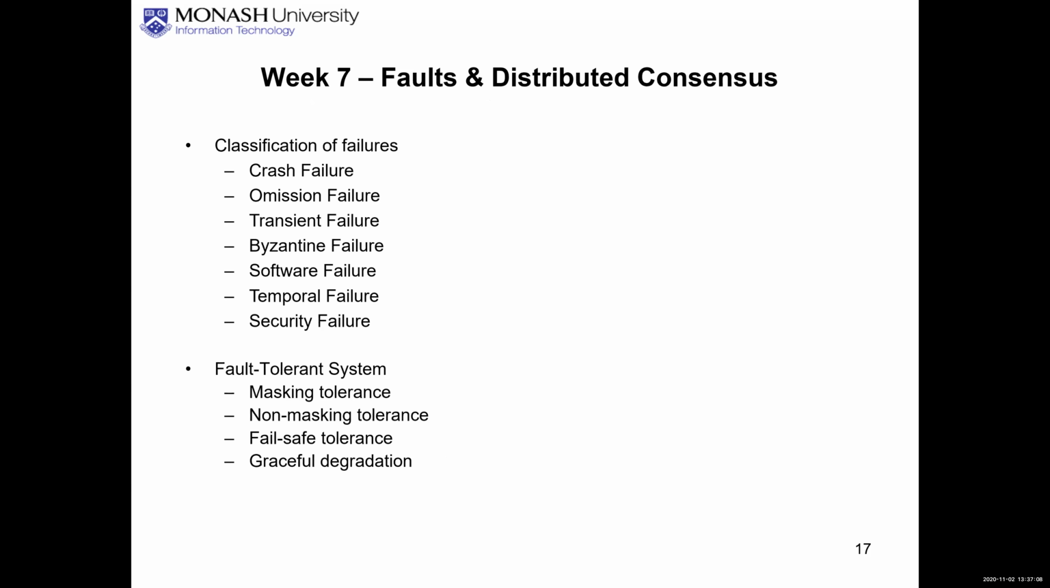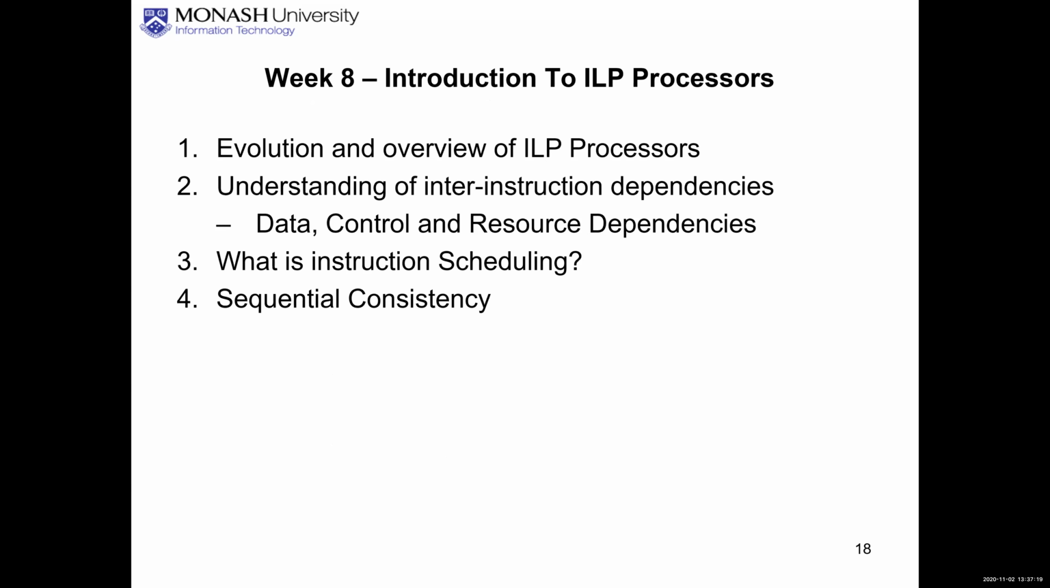Then in week 7, we discussed failures and faults and distributed consensus. We discussed crash failure, omission failure, transient failure, Byzantine failure, and different types of failures, and how we can build fault-tolerant systems.